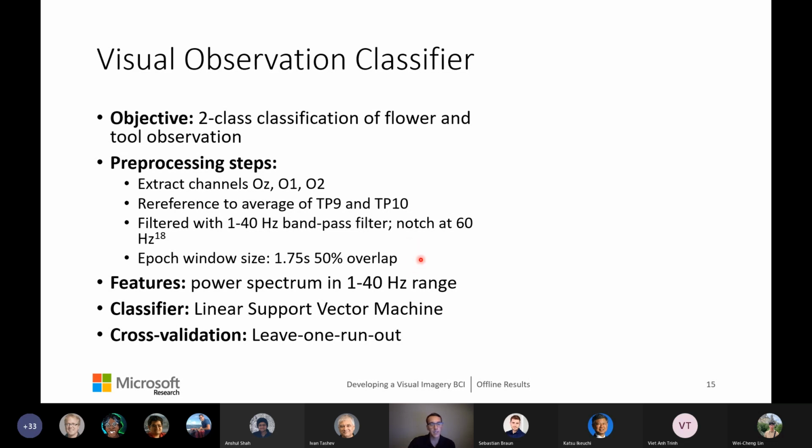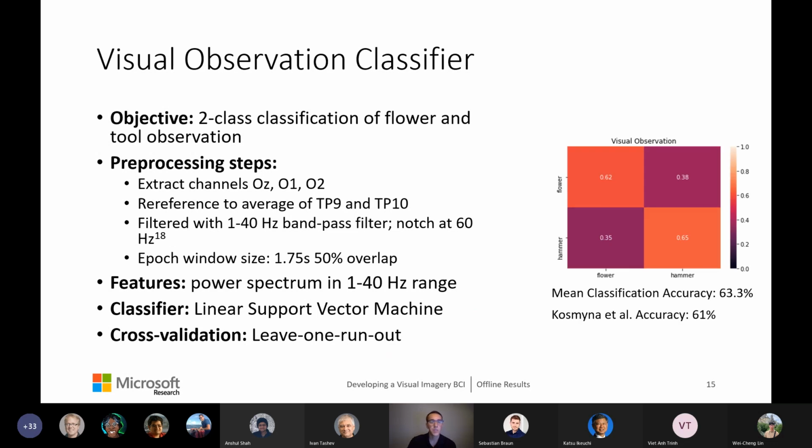And I epoched the windows. If you remember, I had around 4 seconds during the observation period. I narrowed that down to a total of 3.5 seconds of data and split that up into window sizes of 1.75 seconds with a 50% overlap. So that gave us about 3 windows for each trial. For my features, I used the full 1 to 40 hertz power spectrum. I used a linear support vector machine classifier and cross-validated it using leave-one-run-out cross-validation.